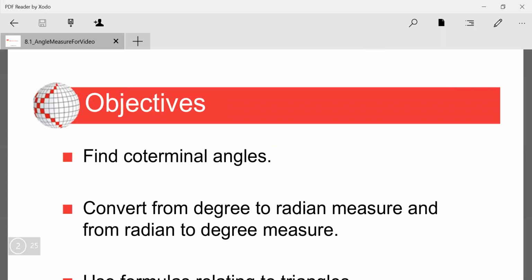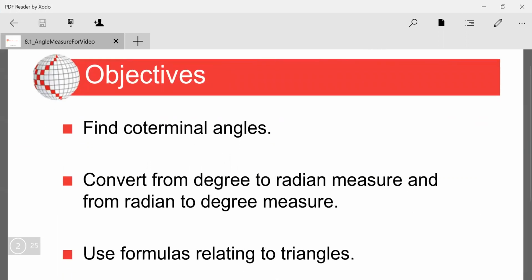And here are the objectives. You do not have to write them down because there are slides that cover those. Basically, we're going to see how to find coterminal angles of a given angle, how to convert the radian measure to degree measure, and vice versa, and then use the formulas that are related to triangles.